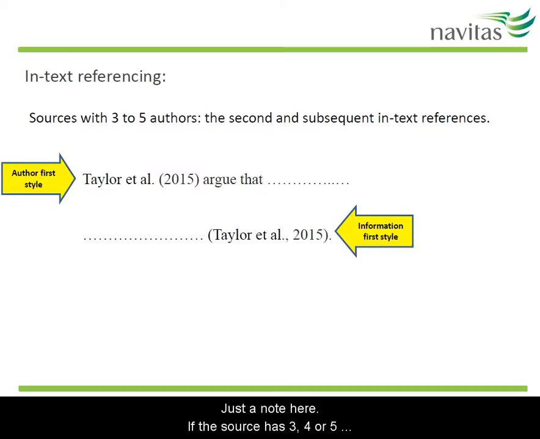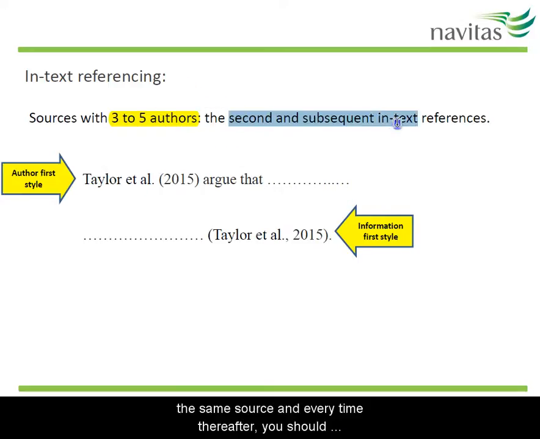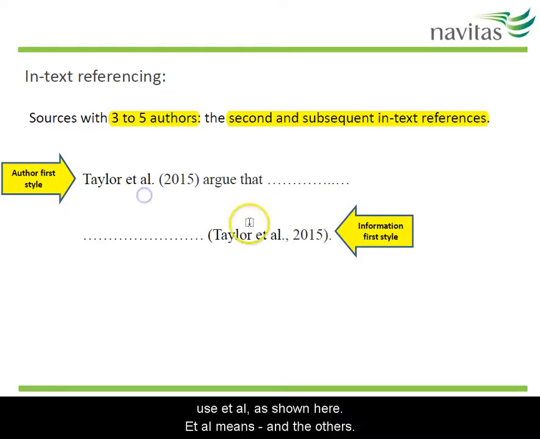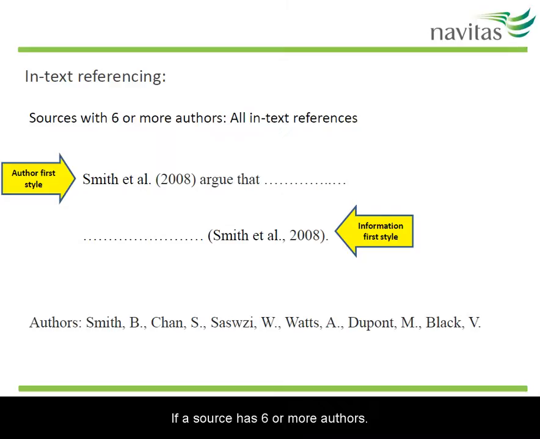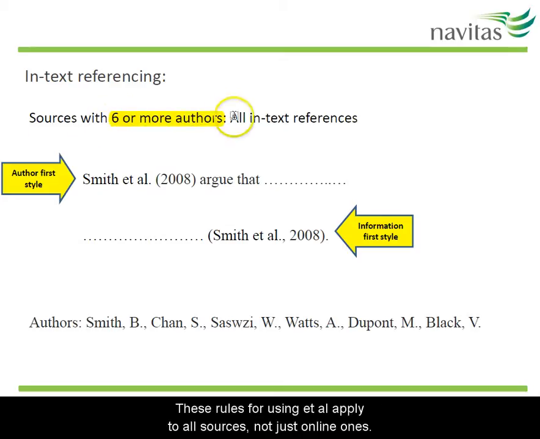Just a note here. If the source has 3, 4, or 5 authors, the first time you reference it in text, you put all the author's surnames. The next time you reference the same source, and every time thereafter, you should use et al, as shown here. Et al means, and the others. If a source has 6 or more authors, use et al right from the first in-text reference. These rules for using et al apply to all sources, not just online ones.